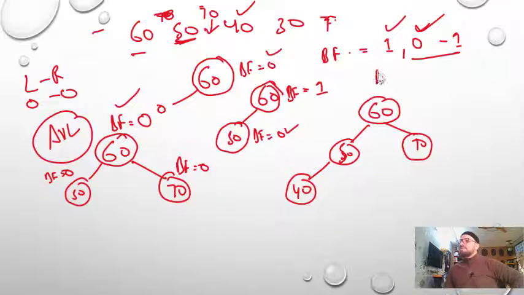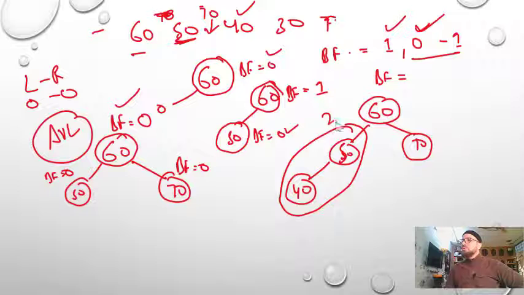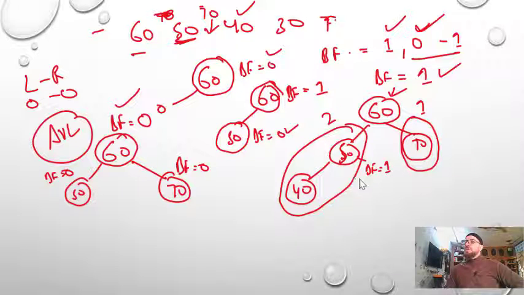So what is the balance factor of 60? On the left subtree the height is 2, and the right subtree height is 1. So 2 minus 1 is 1. So it's perfect. Balance factor is 1. We have no issues. What about the balance factor of 50? For the 50, left subtree is 1, right subtree is 0. 1 minus 0 is 1. So for 50, balance factor is 1. That is perfect, no problem.